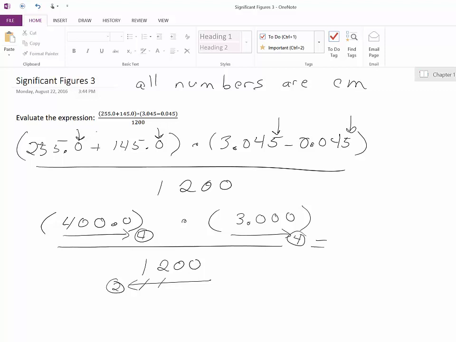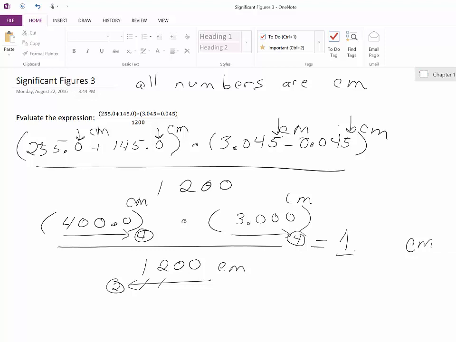So if we had centimeters plus centimeters, then the 400 is still centimeters. Centimeters minus centimeters, the 3 is still centimeters. Centimeters times centimeters would be centimeters squared. But if the 1200 is also centimeters, then one of those centimeters will cancel, and we'll just be left with plain old centimeters here, if for some reason we were doing this operation with these units. What's 400 times 3? Well, it's 1,200. So we have 1,200 over 1,200. So our answer is 1.